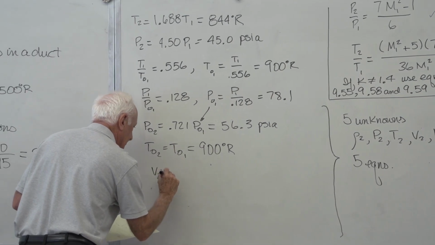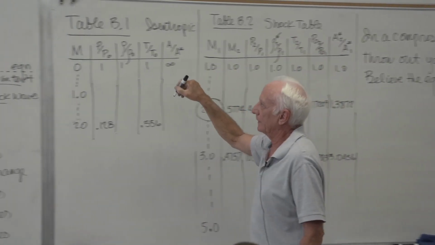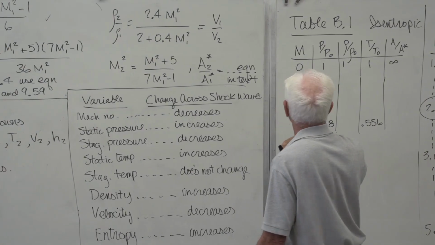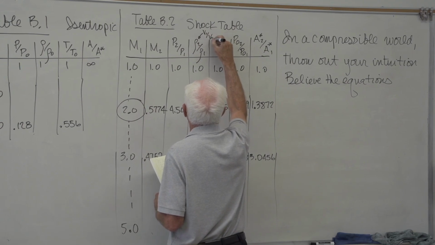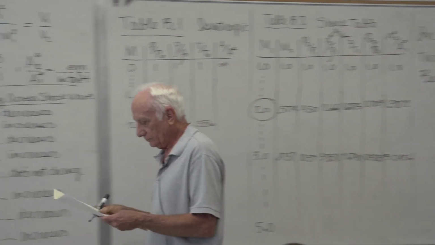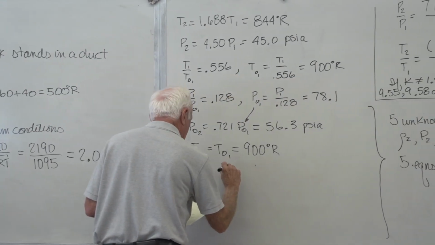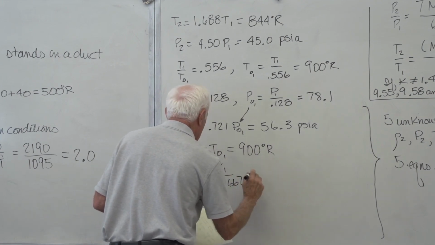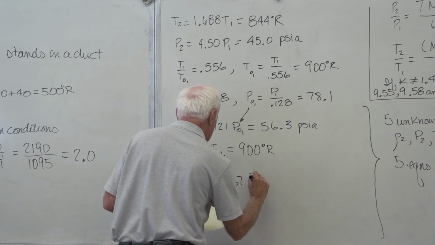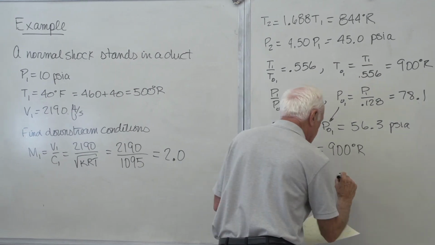Find V2. V2 equals, let's see, V2. Here it is right here. Okay. Where do I have my V2? It's the reciprocal. V1 over V2 right there. So I get my V2 equals V1. From the table, I get 2.667, which gives me V2. I know V1, 2190. Gives me 822 feet per second.